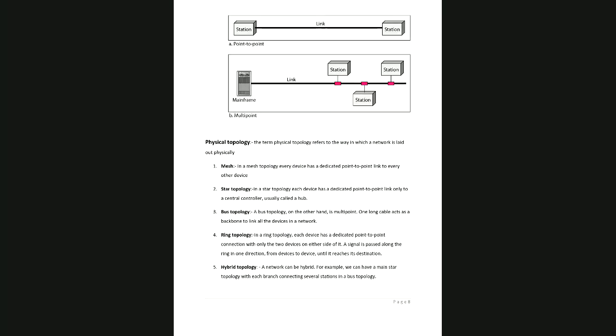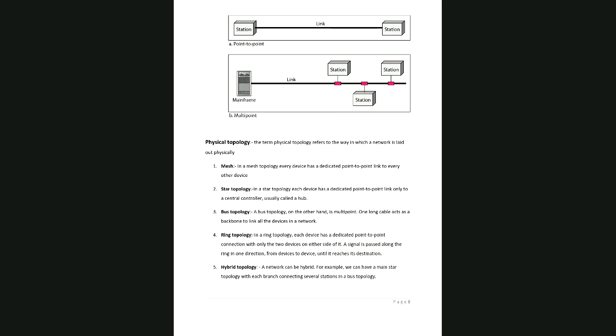This is also seen. These are diagrams for point-to-point and multi-point, where two devices are sharing a single link, and in multi-point, you have three devices sharing a single link. You can see it can be more, not only three. It can be a larger number of devices sharing a single link. It is called a multi-point.